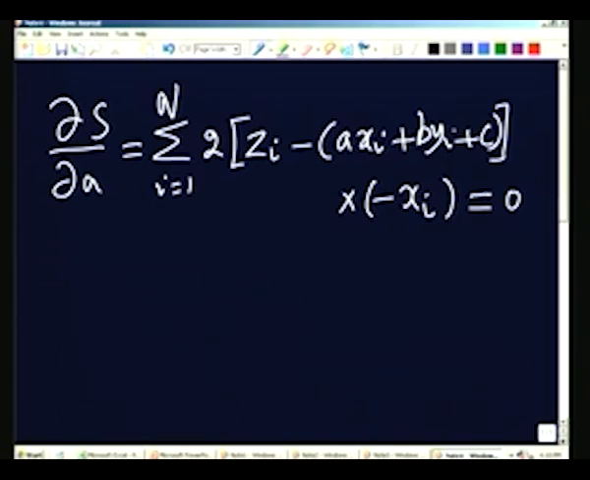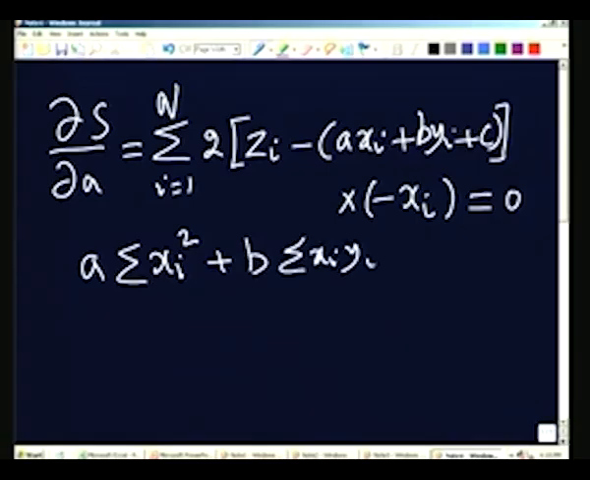Let us just look at the form of this equation. So, I have Zi multiplied by Xi. This is minus into minus, this becomes plus, this becomes minus. I will send it to the right hand side. This 2 is a factor which multiplies every term, therefore, I need not include it. So, you will see that I have A sigma Xi squared plus B sigma Xi Yi plus C sigma Xi is equal to sigma Zi Xi.